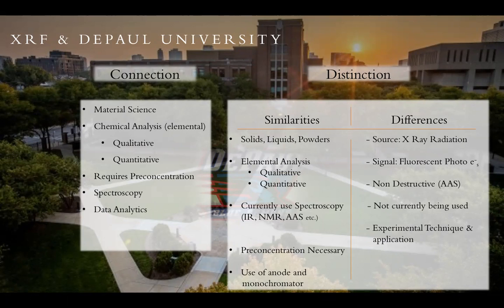And where is this tool distinct from other tools we use at DePaul University? It's similar in the fact that we use solids, liquids, and powders for our other analysis. It is a qualitative and quantitative chemical analysis. We currently use spectroscopy in the form of IR spectroscopy, NMR spectroscopy, and atomic absorption spectroscopy. Pre-concentration is necessary in our other evaluations, and the use of anodes and a monochromator are also uses that are taught here in our analytical classes at DePaul.